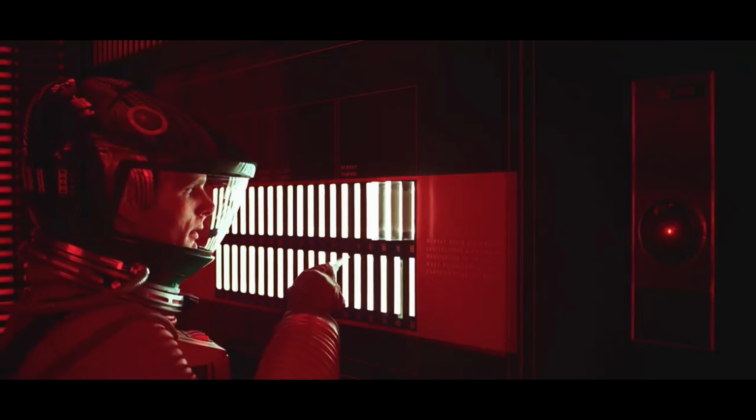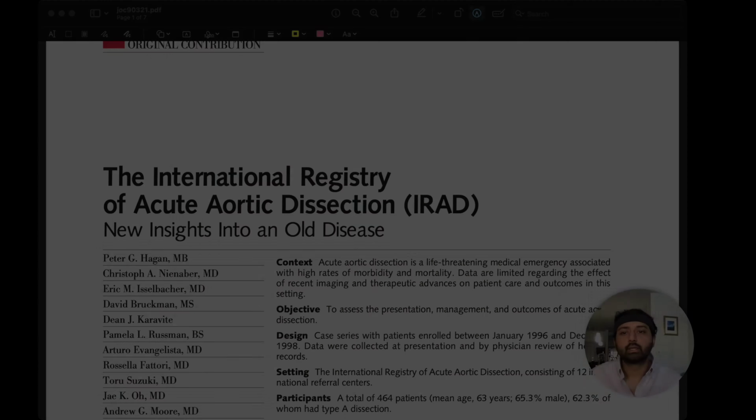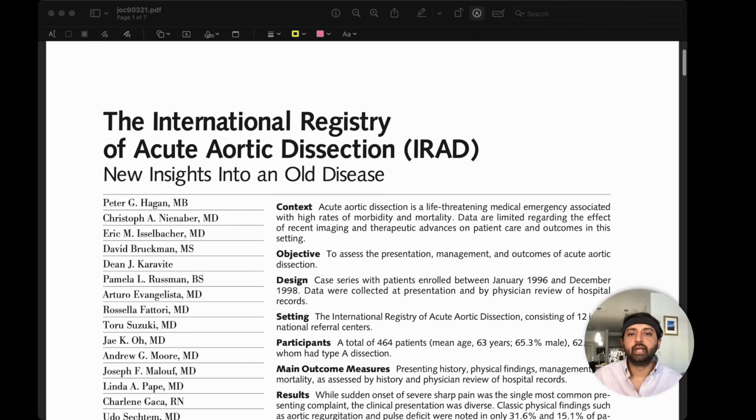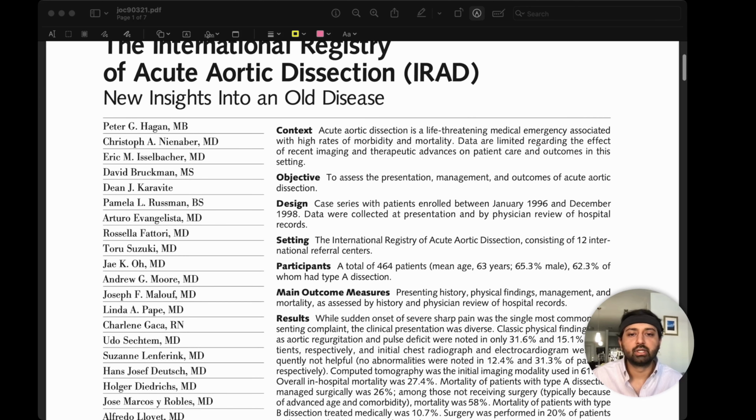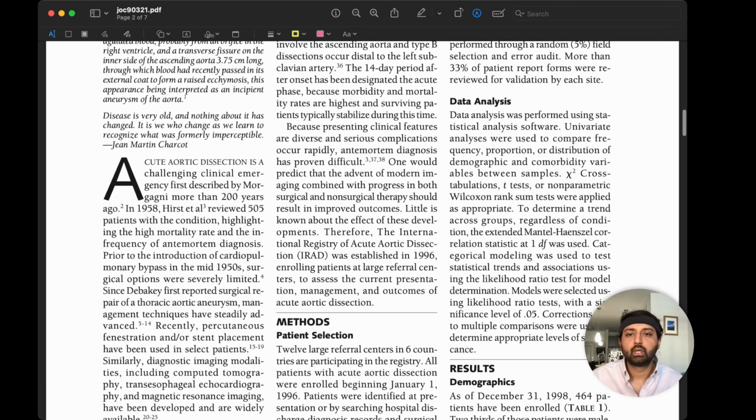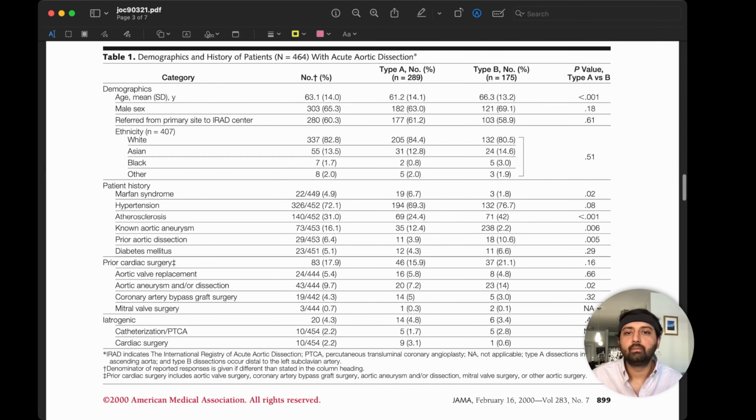Yeah, so we're looking at the IRAD data. This is the International Registry of Aortic Dissection. This was a paper in JAMA in about 2000. What they did is they looked at 464 patients, and then we're going to talk about some of the data here. So the mean age seen was about 63.